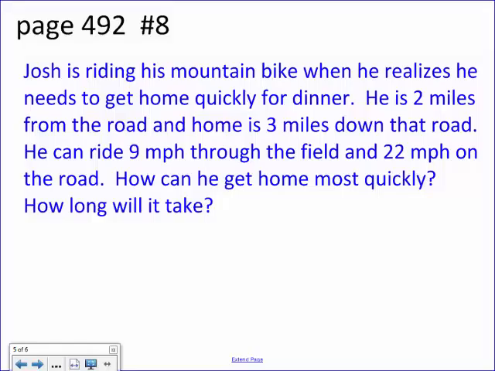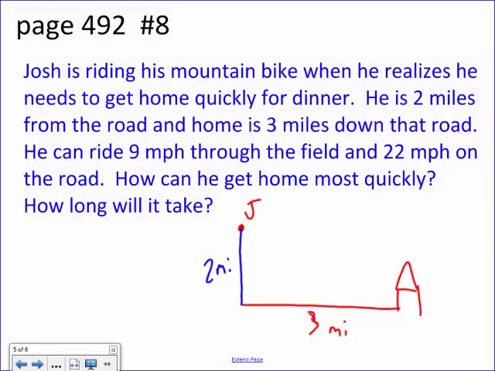Oh boy. So let's think about this. The easiest way to do this is to draw a picture. So for example, Josh is here, okay, and there's a road going home that is 3 miles long, right? So this road is 3 miles, and he's 2 miles from that road. And so we want to imagine him biking at an angle for 9 miles per hour, and then biking the rest of the way on the road at 22 miles per hour. So this way he's going 9 miles per hour, and the rest of the way 22 miles per hour.